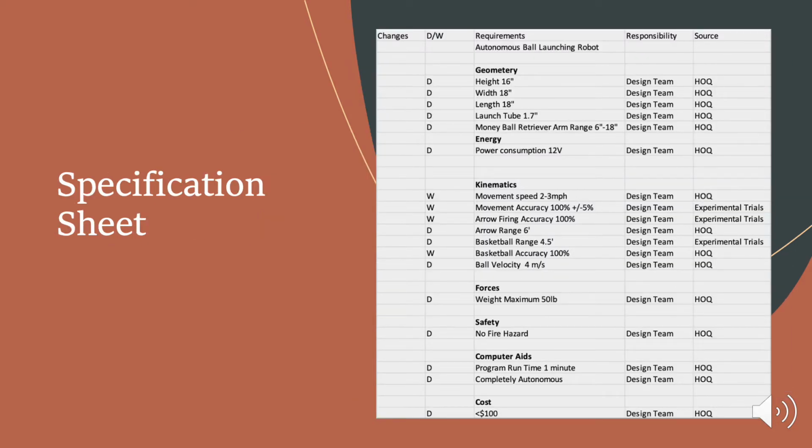This is the specification sheet. Some of the more important ones are that width and length are only 18 inches instead of the maximum 20, so that we can have some leeway if things are hanging over the edge. We also want 100% arrow firing accuracy and basketball accuracy, but we know that that is probably not going to be possible, which is why they are wants and not demands. Of course, we want no fire hazard and for the cost to be less than $100.